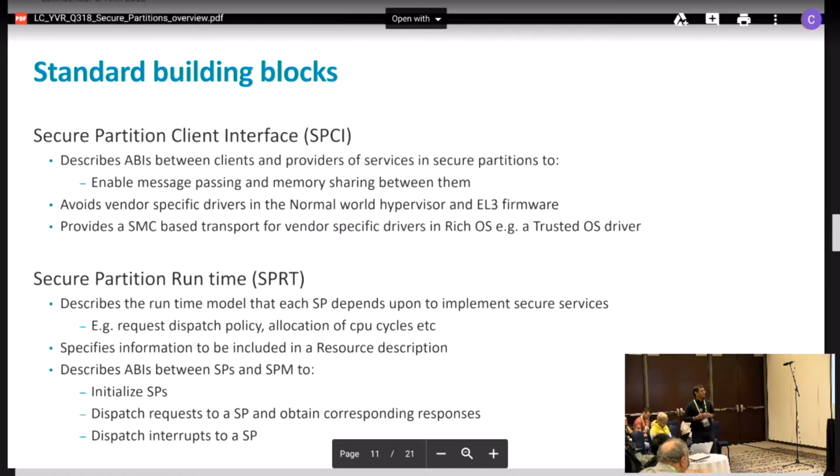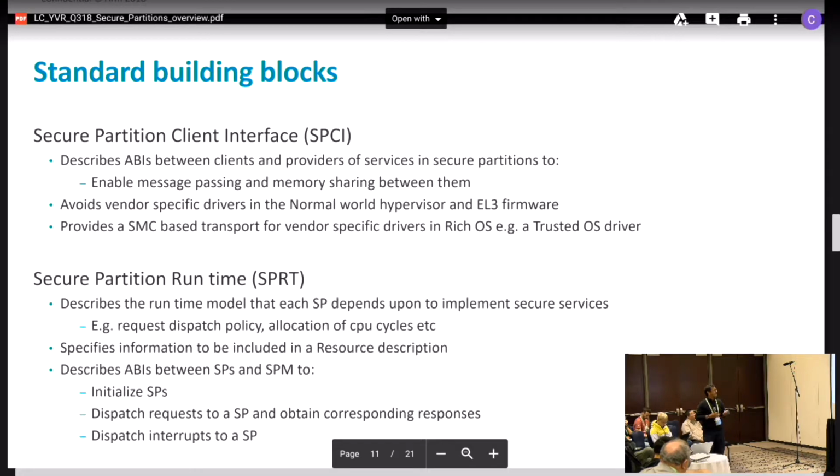So that's one specification. The other one is secure partition runtime, and this describes the relationship between a secure partition and the secure partition manager. So if the secure partition provides a resource description, what should be the contents of the resource description to make sure that the secure partition manager is able to enforce that isolation. On top of that, as I said, the secure partition manager is responsible for sending requests, receiving responses. So how does that happen? That requires an interface as well, because the partition manager and the secure partitions are operating at different exception levels, so it specifies that interface. And finally, it's responsible for initializing each partition.